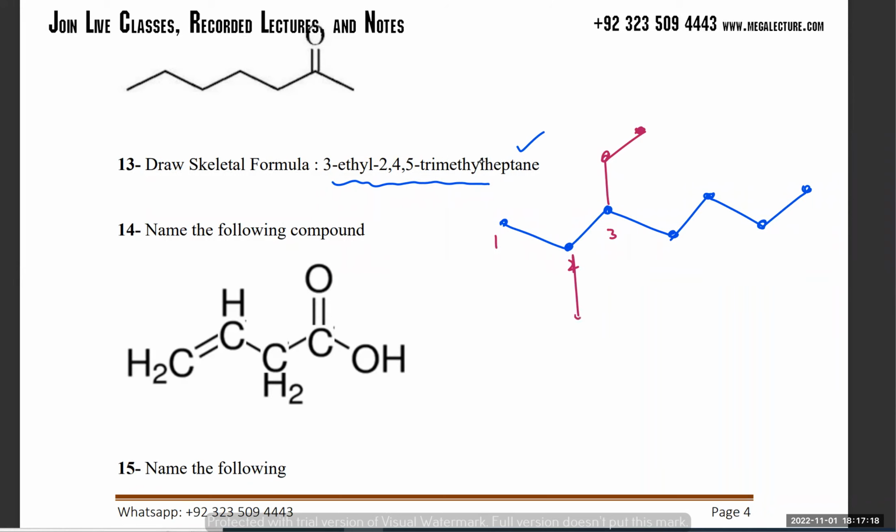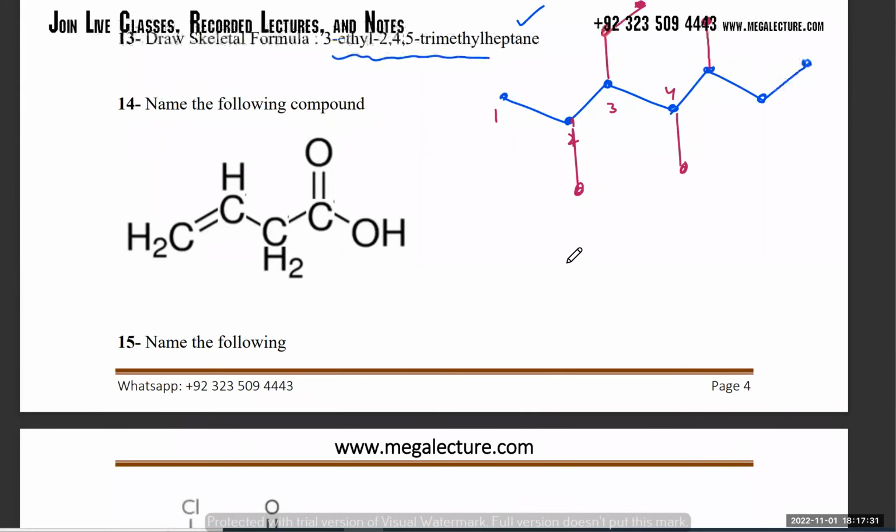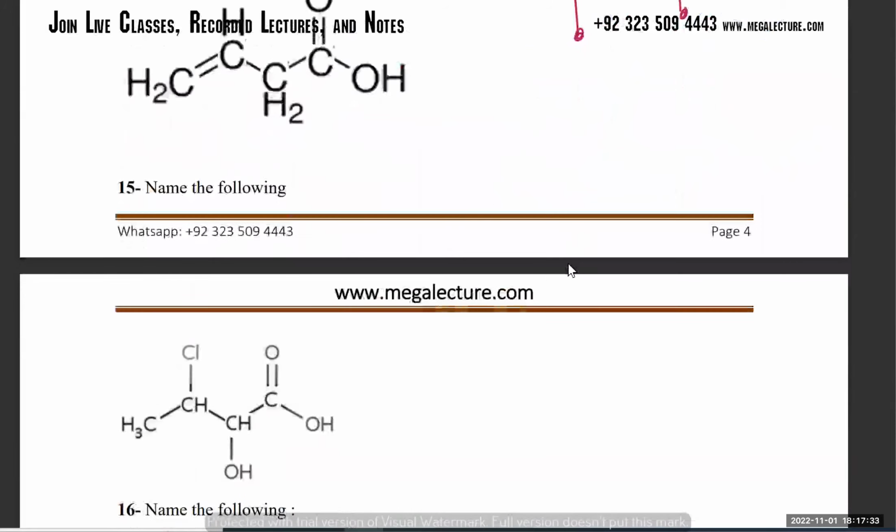2 ke upar bhi hai. 4 pe bhi hai. There's one at 4 and there's one at 5 as well. So this is what the molecule will look like. That's the skeletal formula of this thing. ठीक है.